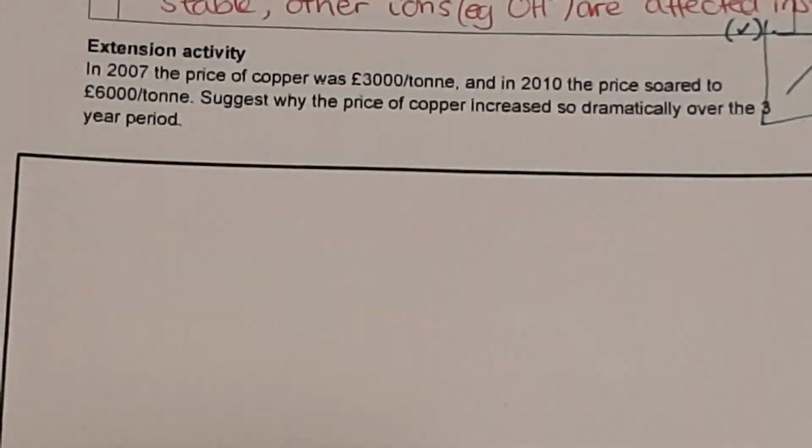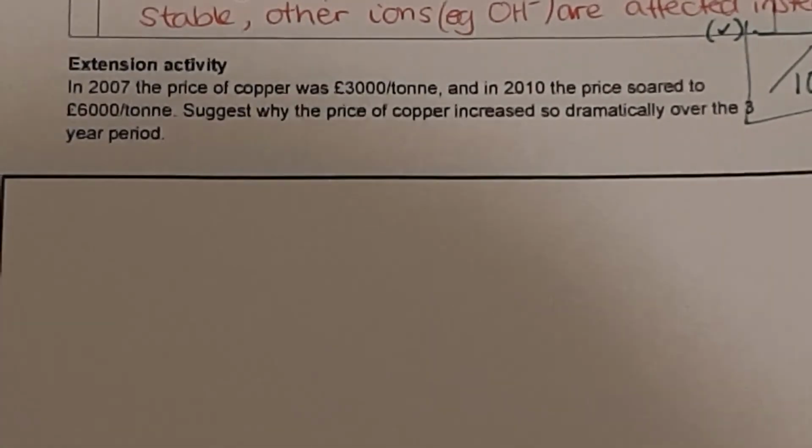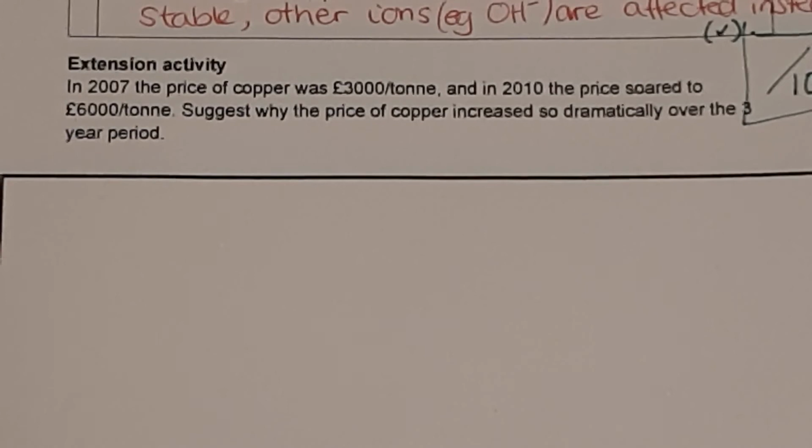Now I'm going to move on to the extension activity. This is something you're going to do in your own time. If you want to check your answer, feel free to email your teacher or ask your teacher in person. So in 2007, the price of copper was £3,000 per tonne, and in 2010, the price soared to £6,000 per tonne. Suggest why the price of copper increased so dramatically over the 3-year period.